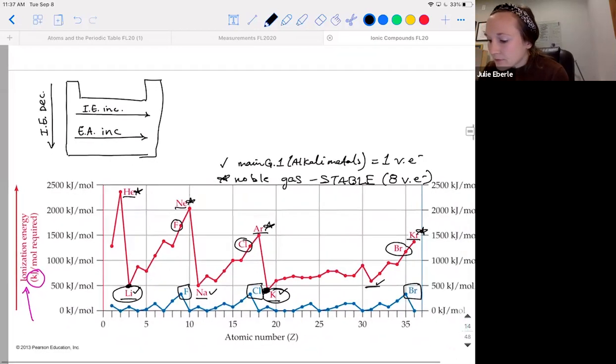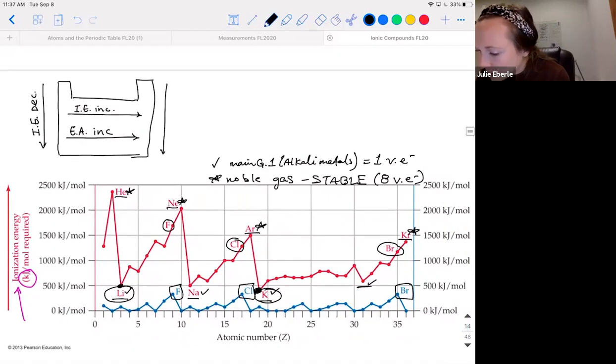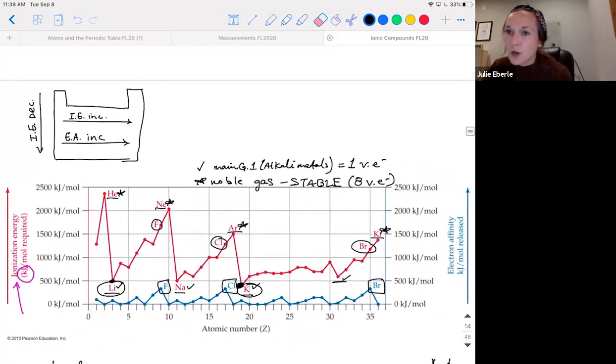Okay. Now, as you go down, I'm going to draw this one over here. What do you notice? It looks like there's not a super big trend here. But as you go down, in fact, I really can't tell. I don't really want you to worry about this one. The trend's not very obvious even from the data. So just know this one. As you go across, electron affinity increases. Okay, so know these trends.